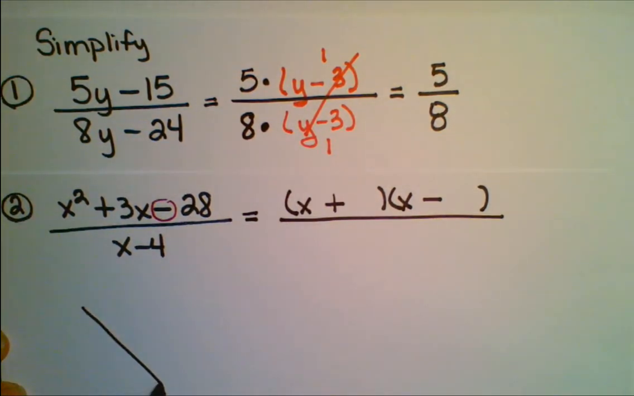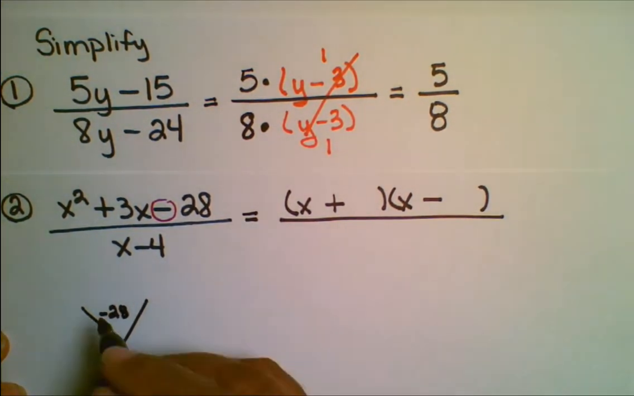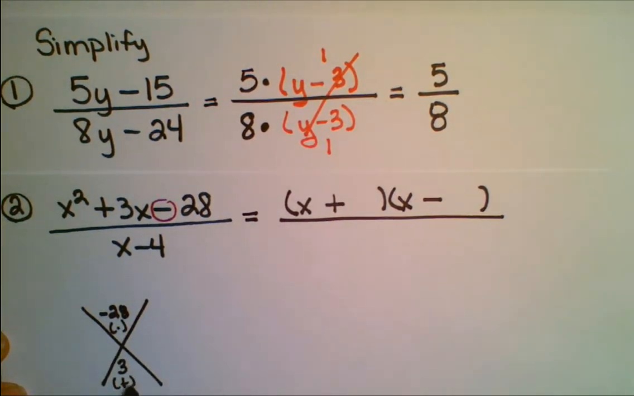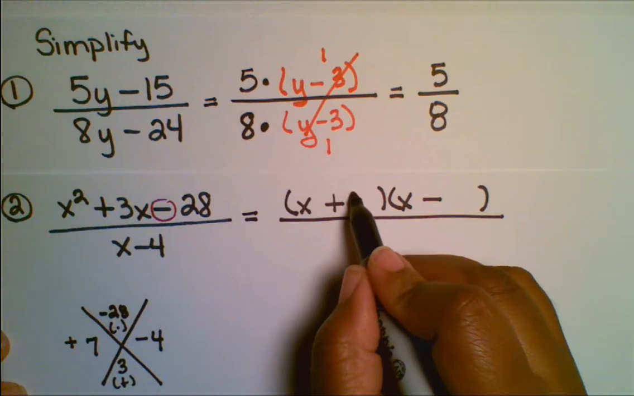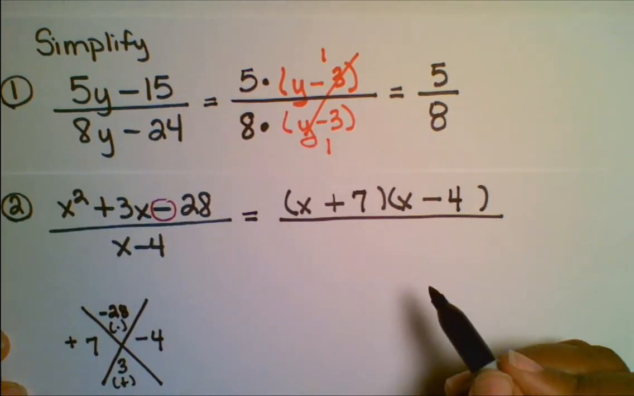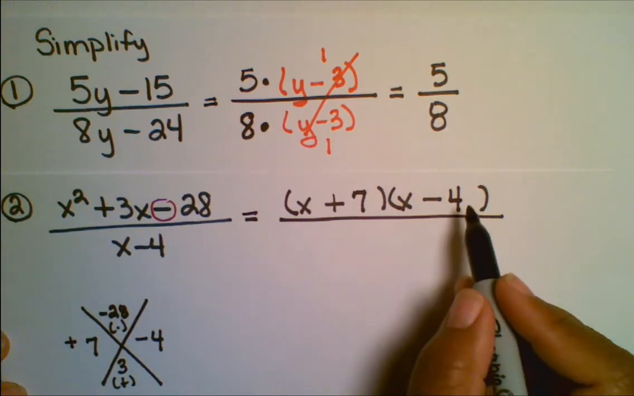So for the numerator, we're looking for factors of negative 28 that, when we add those factors, will give us positive 3. And keep in mind, we have different signs. So the factors of 28 that will add to give us 3, we're going to use 7 and 4. So we want a positive 3, so the 7 has to be positive, and then the 4 has to be negative. And then we're going to plug those numbers into the appropriate symbols. So 7 to the positive sign, 4 to the minus sign. And we're finished with the numerator.